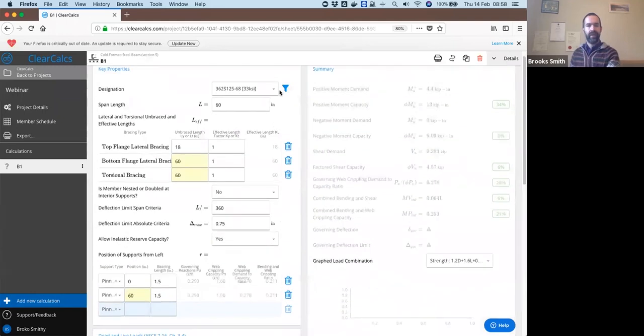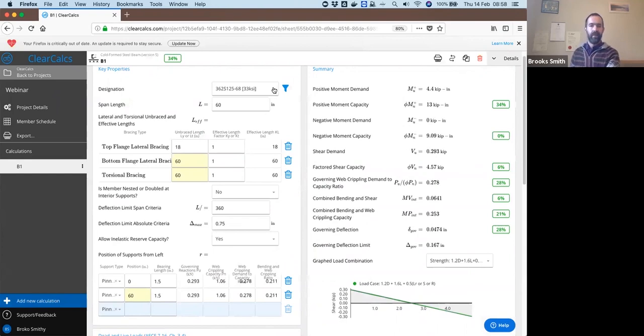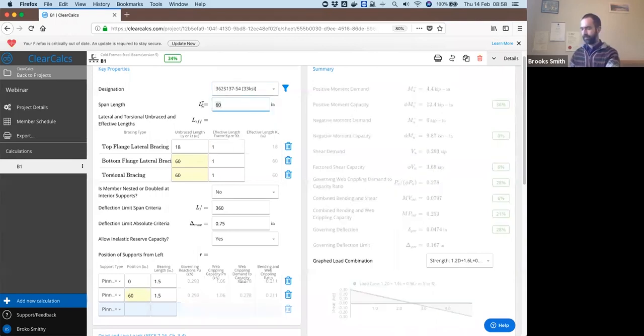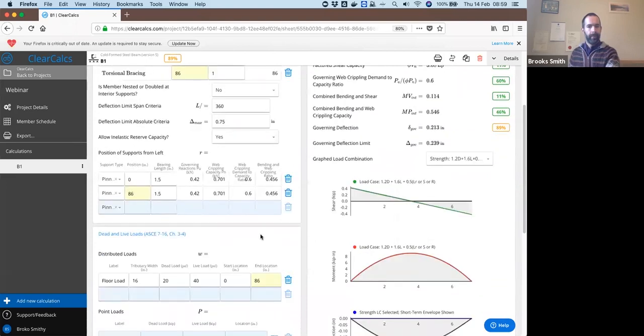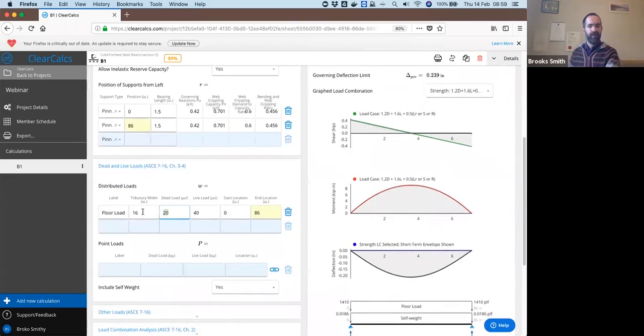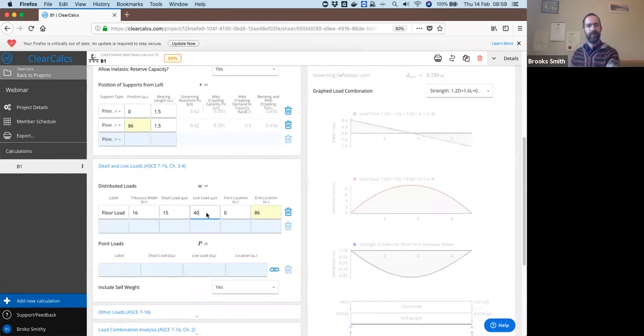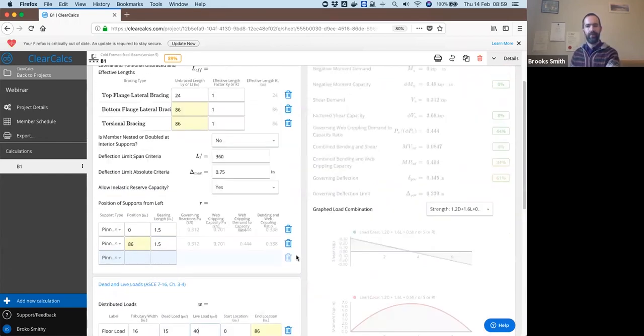And you'll see all of the calculations open up here and calculated live. So I said this was a 362S137-54 at 33 KSI section, 86 inches long, with 24-inch on center lateral spacing or lateral bracing. And 15 PSF dead load, 40 PSF live load. We're going to assume that occurs over the full length of the beam.